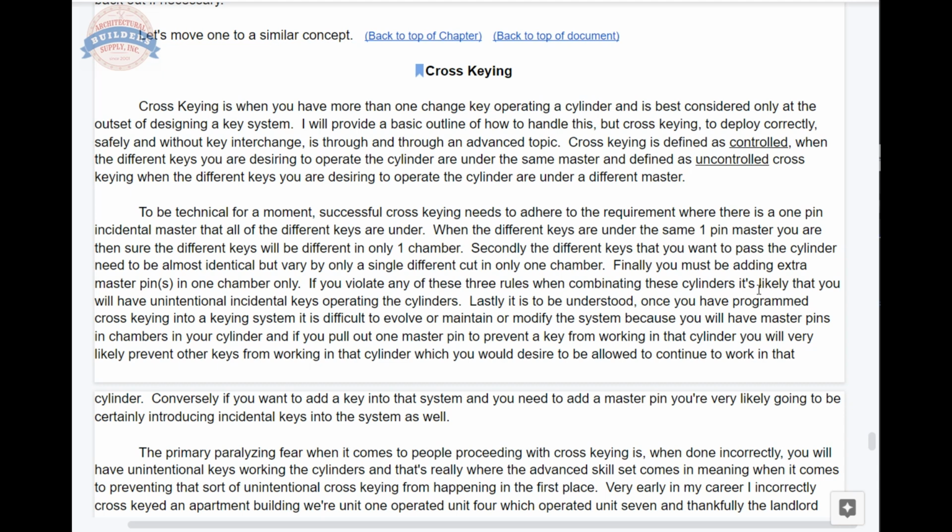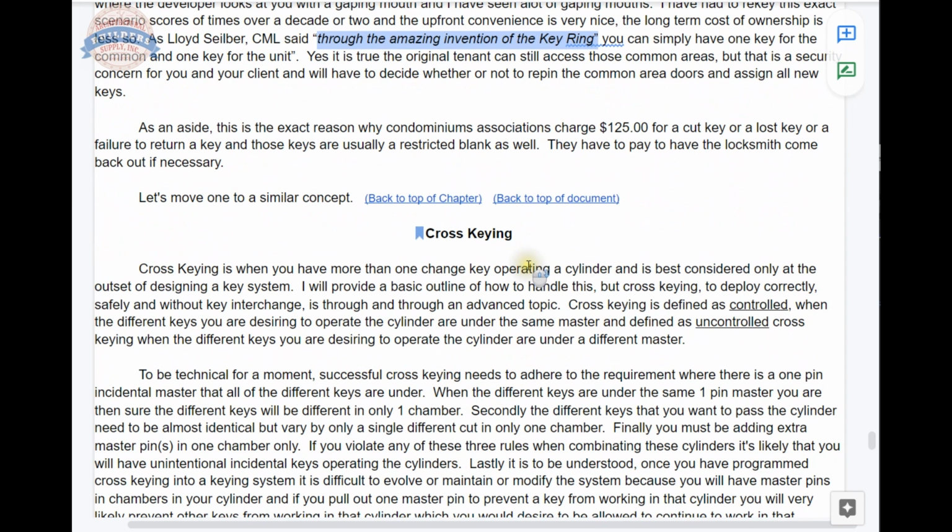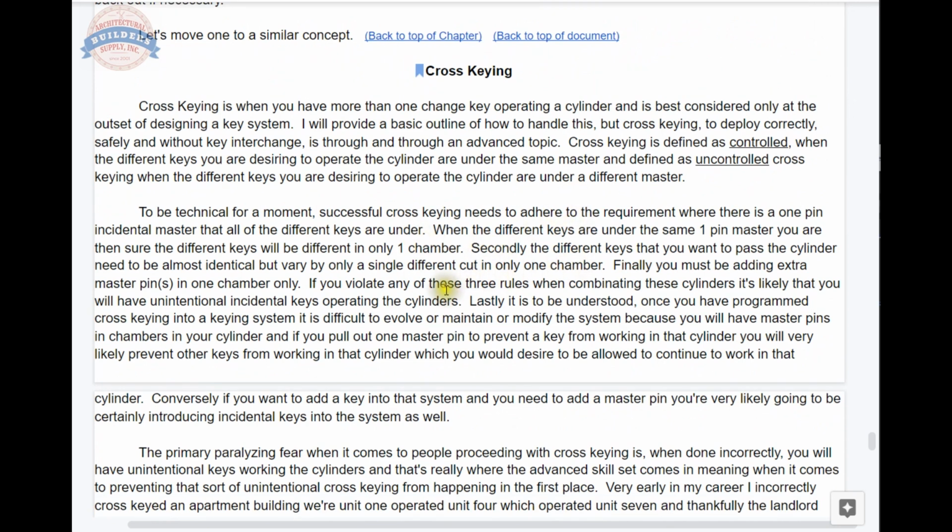But the counter-argument to any cross-keying is just assign another key for that lock. And as Lloyd said, through the amazing invention of the key ring, I just get a kick out of it, because I remember seeing him say it. So, it's going to be difficult to mold that system down the road, possibly. Most definitely without an absolute master on the subject matter.